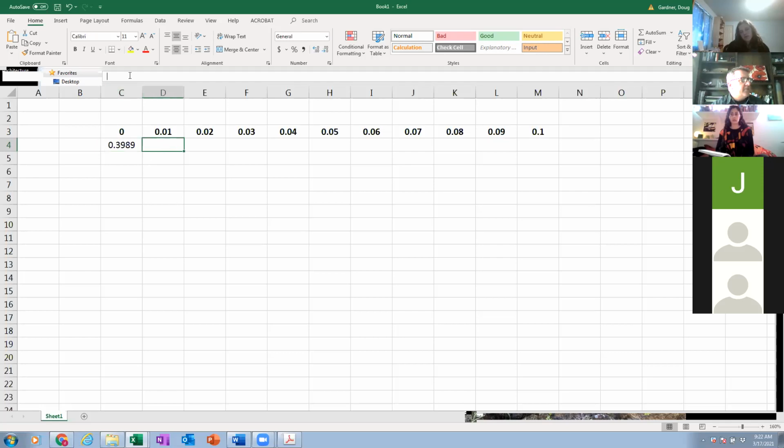So I could even do this. I could say equals, this is what you do in Desmos, equals 1 divided by 2 pi. I'm just going to, let's see, what am I going to do with that?